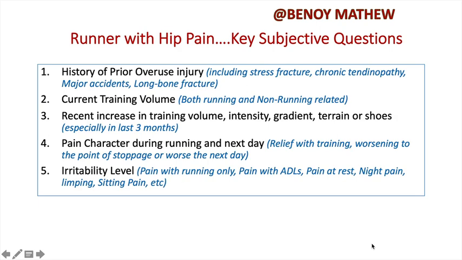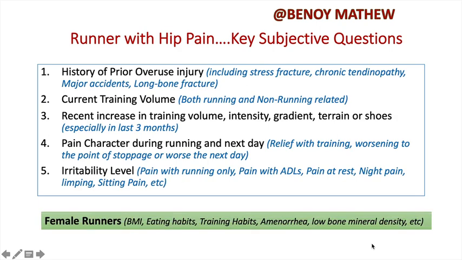With female runners, we also have to screen for readiness, making sure we check the BMI, whether it's less than 19, the eating habits, and whether they have a history of bone stress injuries, previous stress fractures like tibia, metatarsals, or any femoral fractures. I've spent a whole section on subjective and objective assessment, more than 3 hours, in the module. So this is just a brief taster to show the importance of a detailed subjective assessment when you're dealing with this sort of complex presentation.